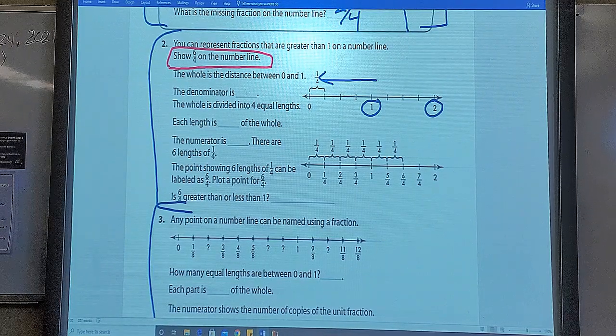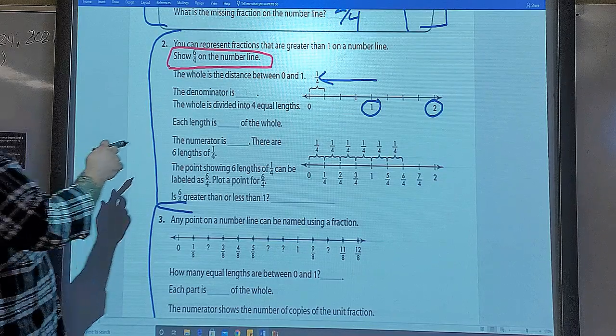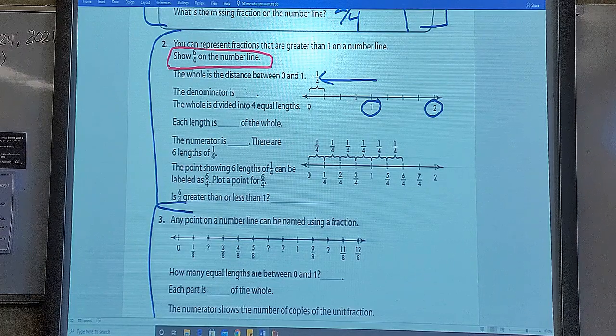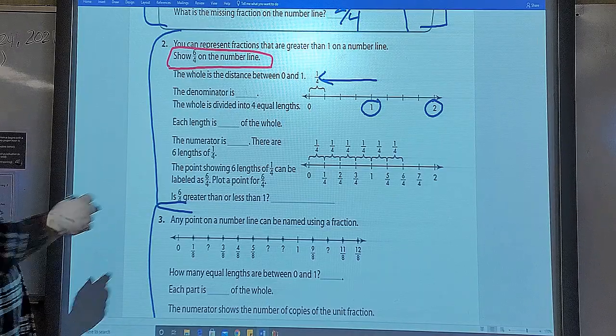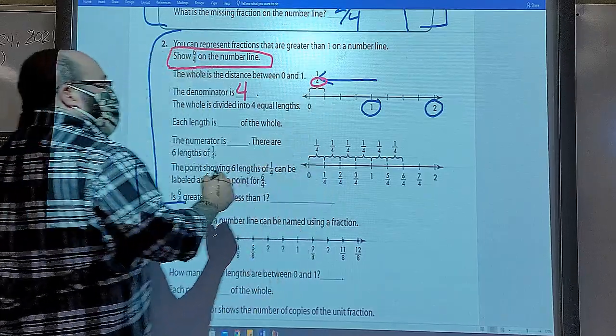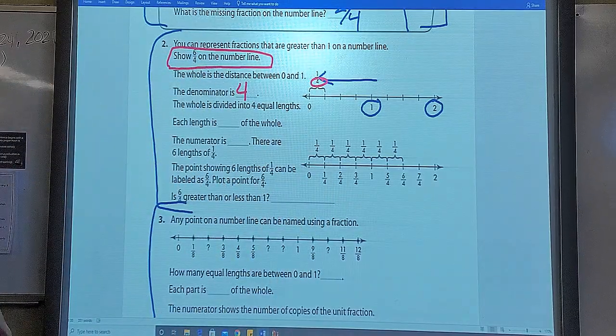Okay? But they have us going through a whole process, right? So first question was, remember what I said before, make sure you've read through it. First question was, Andrew, what is the denominator? It's 4. That's the bottom number right here. And what does the denominator tell us?